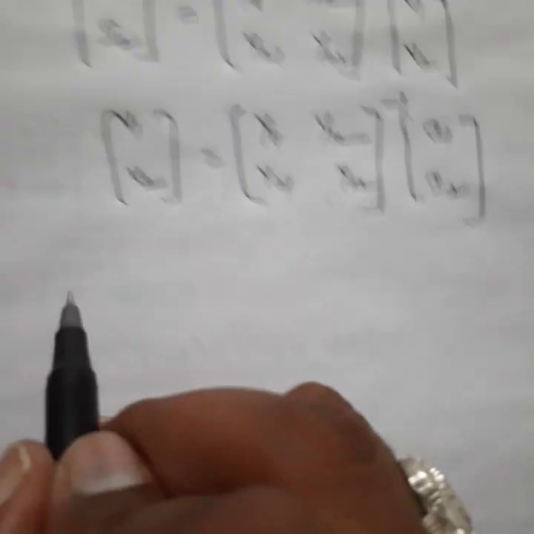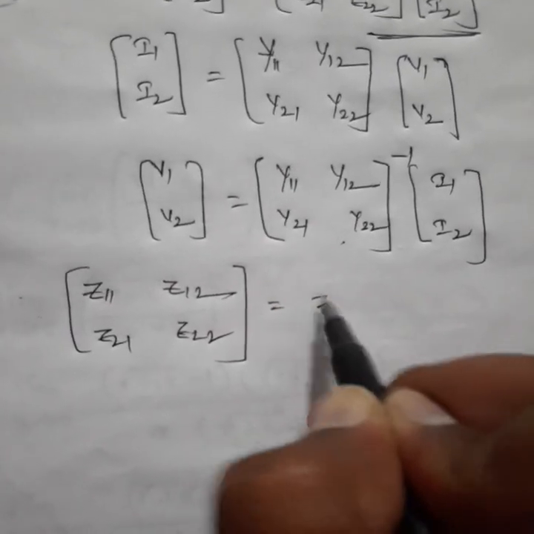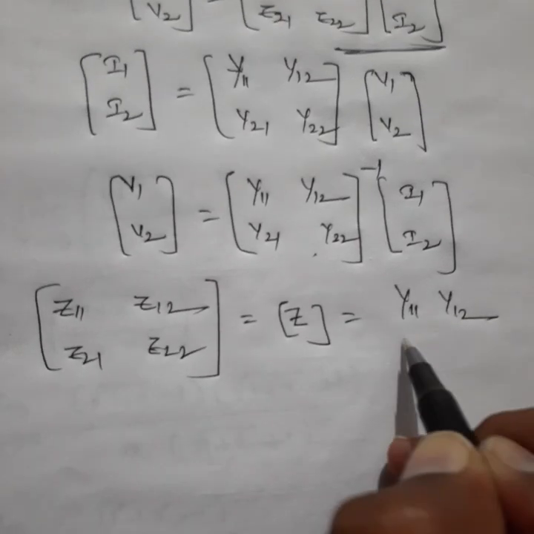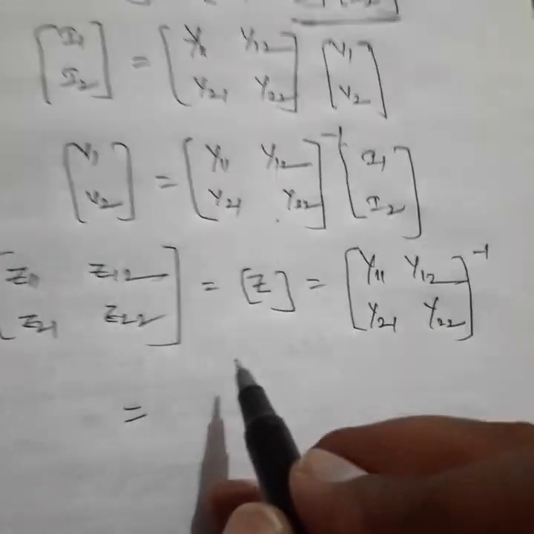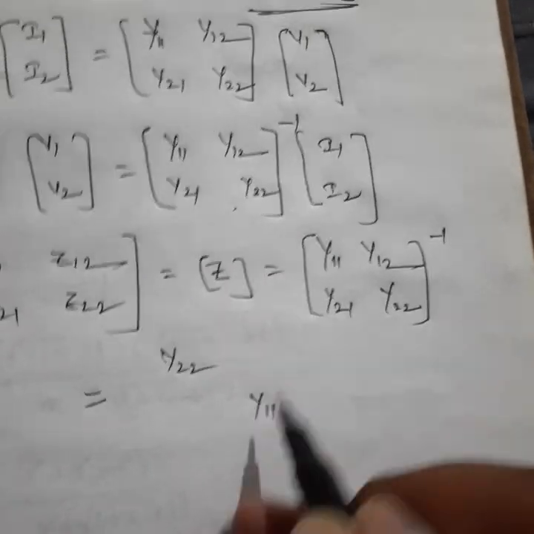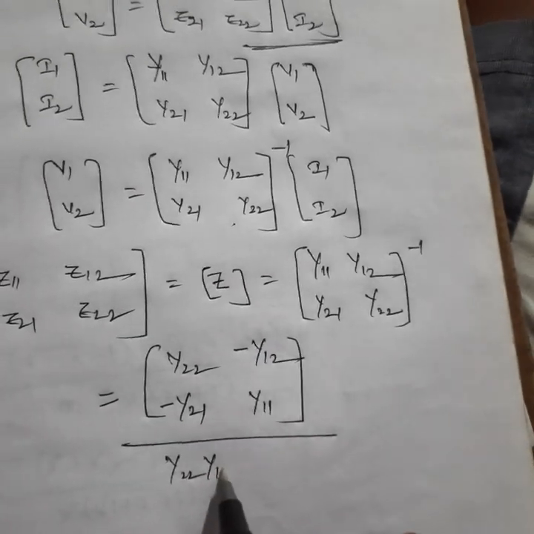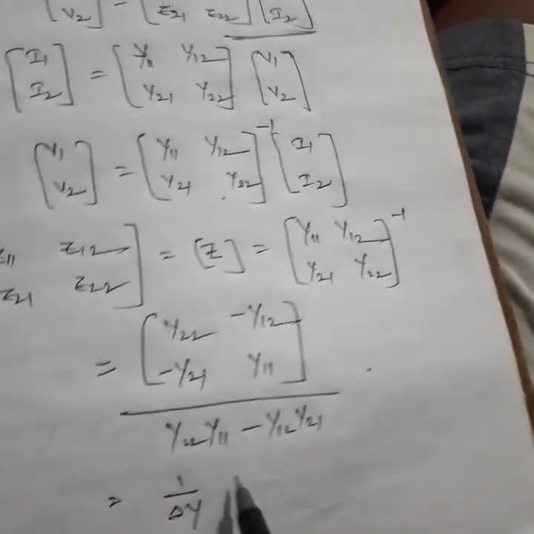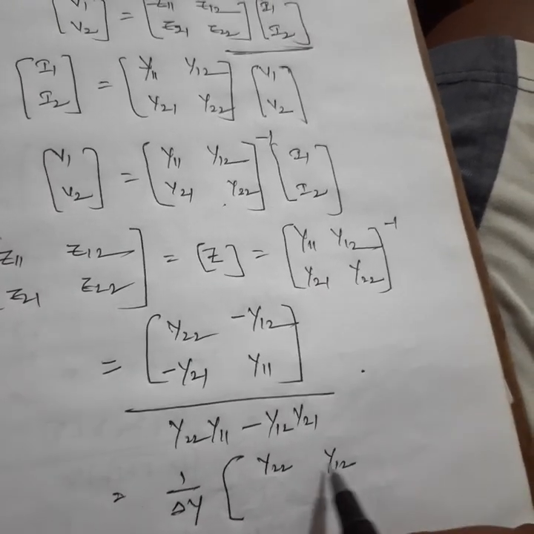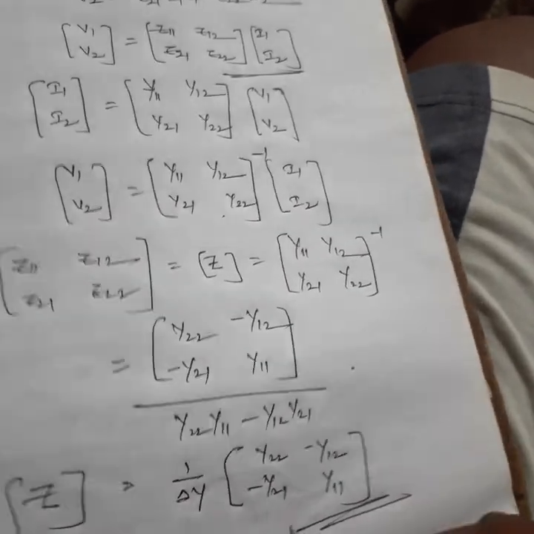Comparing this, the matrix Z, Z11, Z12, Z21, Z22, equals the inverse of Y11, Y12, Y21, Y22. We know how to solve the inverse matrix: it is simply adjoint A by det A. That is 1 by delta Y into the matrix Y22, minus Y12, minus Y21, Y11, where the determinant is AD minus BC, that is Y11 Y22 minus Y12 Y21. This is the calculation of the Z parameters in terms of Y parameters.